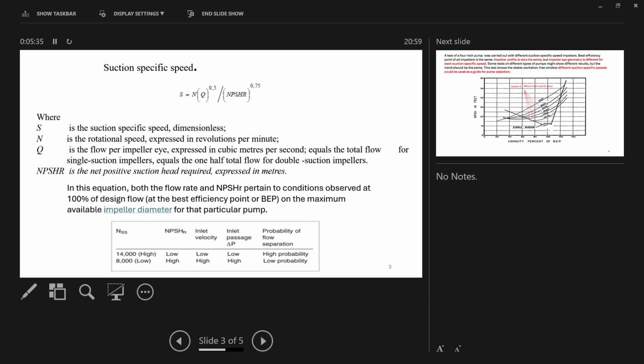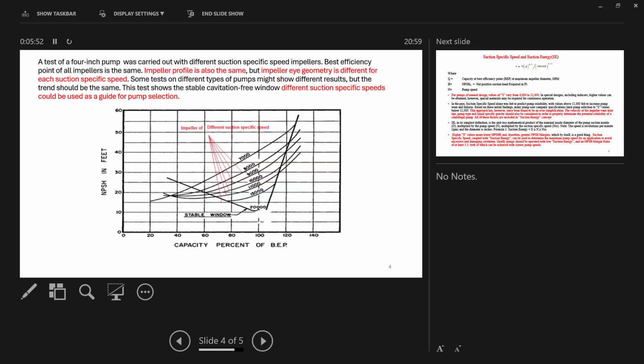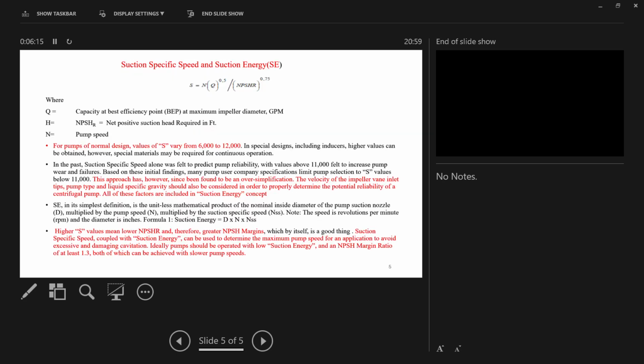If it is low, that is 8,000, then the NPSH requirement will be high, inlet velocity will be high, inlet passage delta P will be high, and there is a low probability of flow separation. Like this, high NSS means lower NPSH requirement, and NSS of 7,000 means the NPSH requirement will be increased. This is the graph from which we can come to know about this.